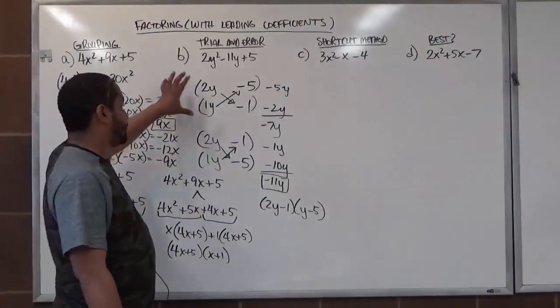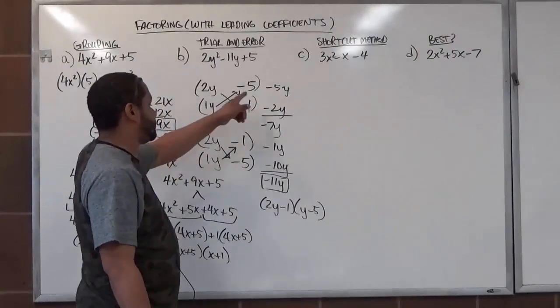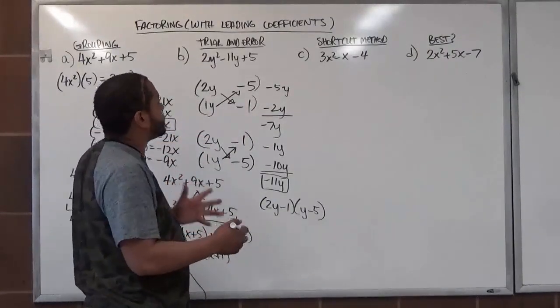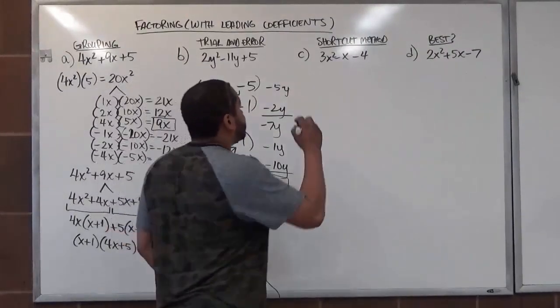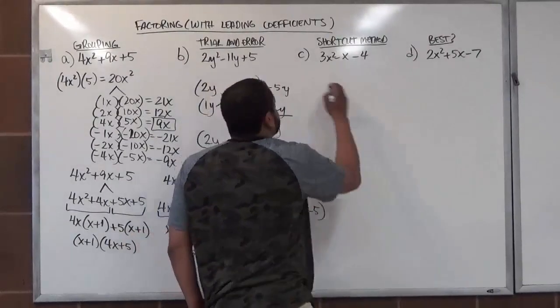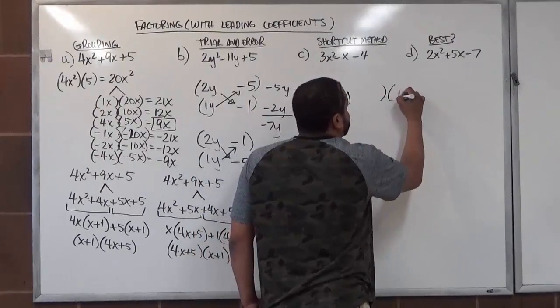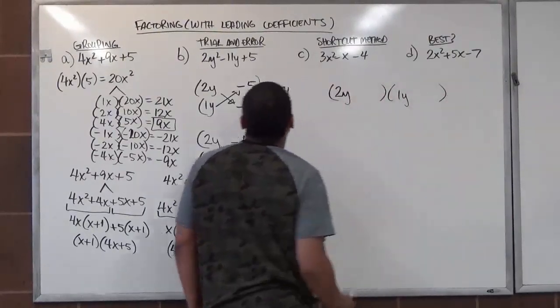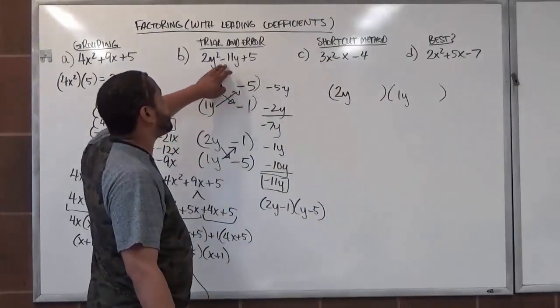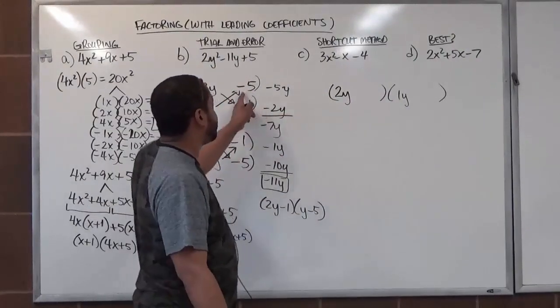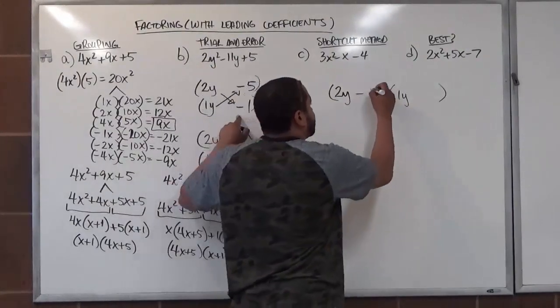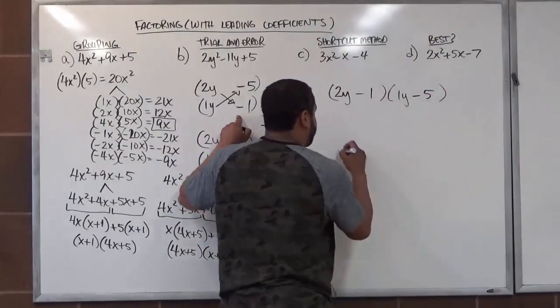Now, if you're doing this without using the cross multiplying method, another good way to see this is just to list them out. So again, the possible factors for 2y squared are just 2y and 1y. And the possible factors for positive 5 when the middle term is negative are either negative 1 and negative 5 or negative 5 and negative 1.